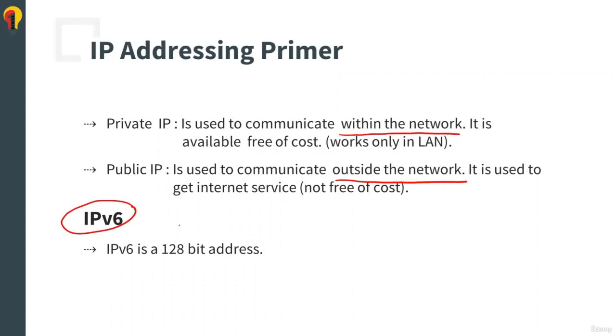IPv4 came almost 25 years back and there were about 4 billion IPv4 addresses. But now they are exhausting. So for more IP addresses, IPv6 was introduced. It is a 128-bit address. It is very huge. I cannot give you an approximate number of how many IP addresses are there in IPv6. It is huge. Eventually, IPv4 will exhaust and we will move to IPv6.